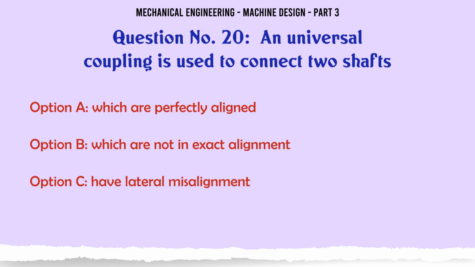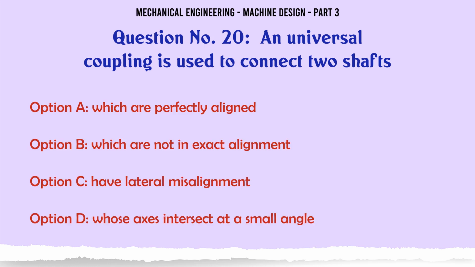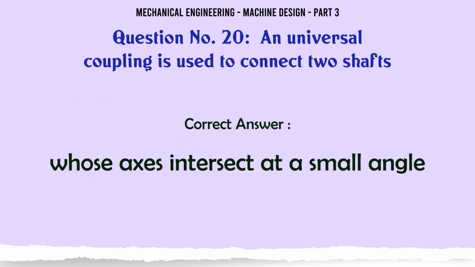A universal coupling is used to connect two shafts A. which are perfectly aligned, B. which are not in exact alignment, C. have lateral misalignment, D. whose axes intersect at a small angle. The correct answer is whose axes intersect at a small angle.